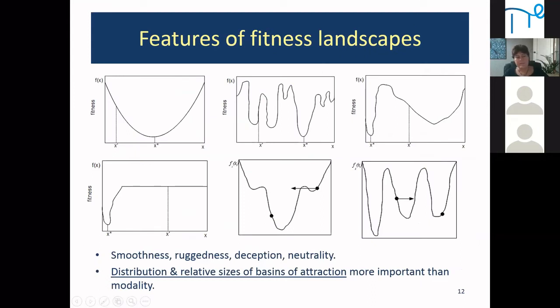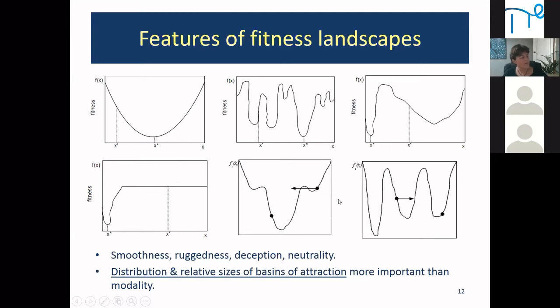The one is just how smooth is the landscape, how rugged is the landscape. Then we have this notion called deception, which is if we have a solution here in the landscape, the information around it in the neighborhood tells it that it should be going that way to find a solution. But in fact, the better solution is in the other direction. So that's what we call deception. Neutrality is when there is no information in the neighborhood. So in this solution here, its neighborhood doesn't tell us which way to go, whether we should be increasing X or decreasing X, because the fitness isn't changing in its neighborhood.